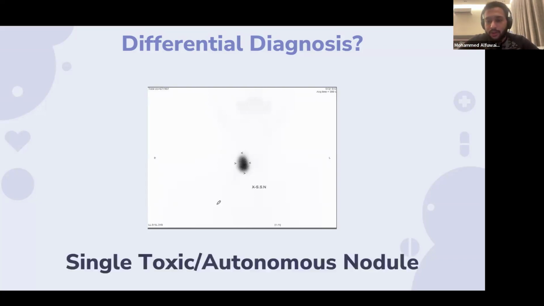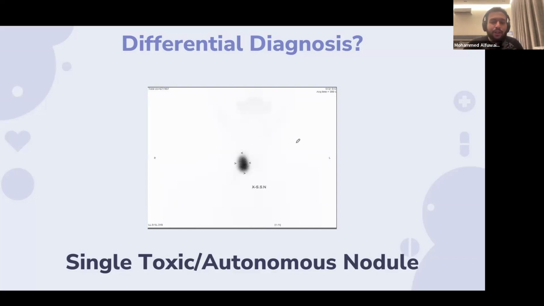Or autonomous nodule. Why? It's secreting, it's so hyperfunctioning that all the iodine is going there, okay? That's why we can say it's a toxic nodule, okay? It's not just a hot nodule, it's a toxic nodule, very hyperfunctioning, okay? That's why I can't see the rest of the thyroid around it.